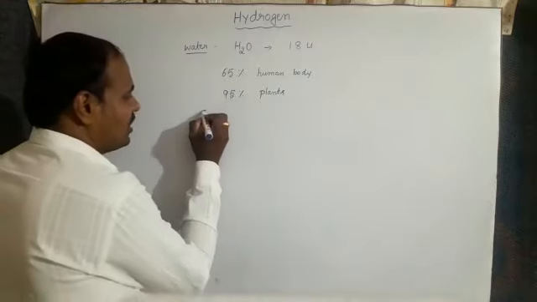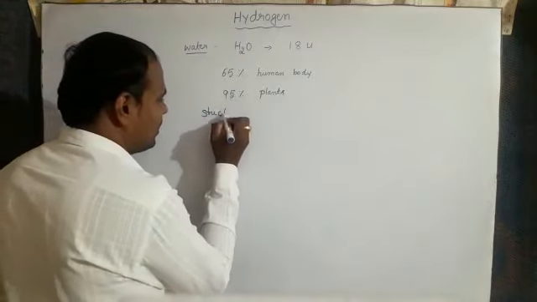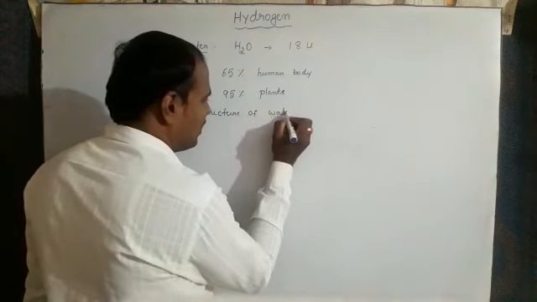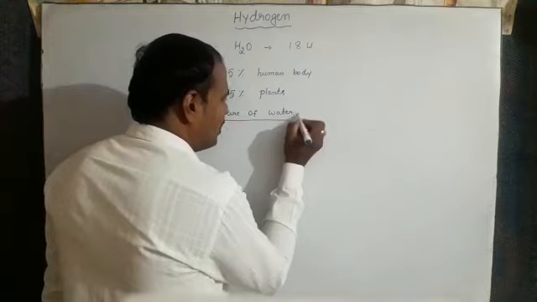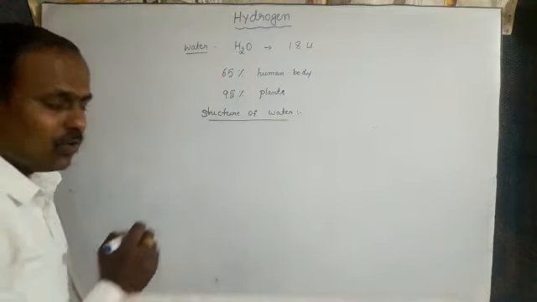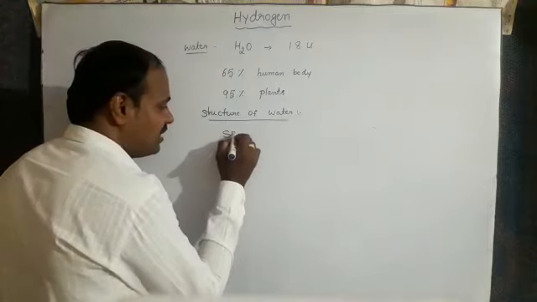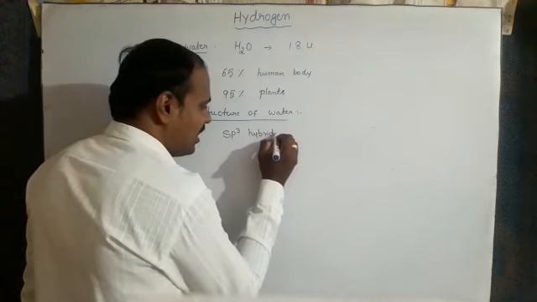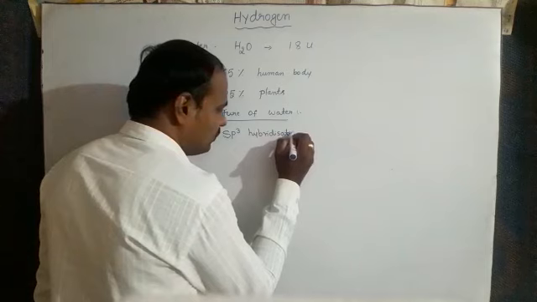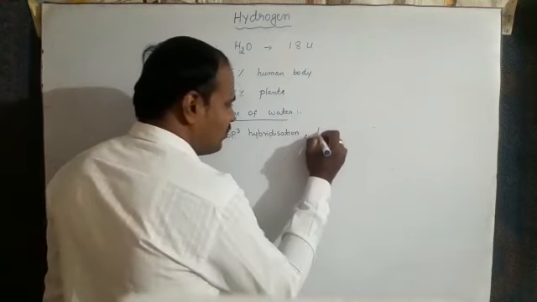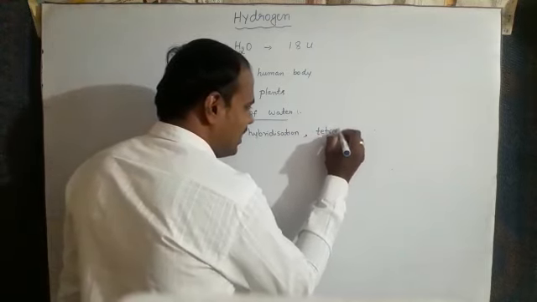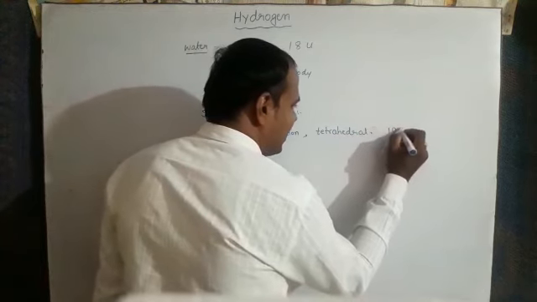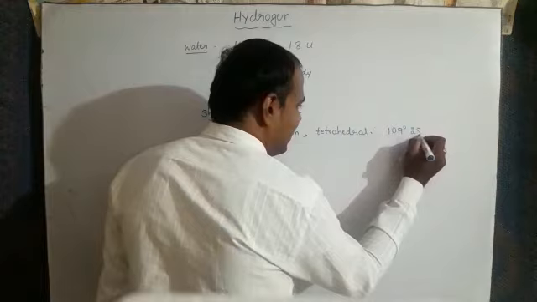The next concept is the structure of water. The water molecule undergoes sp3 hybridization. The shape of the molecule based on hybridization is tetrahedral and the bond angle is 109 degree 28 minute.